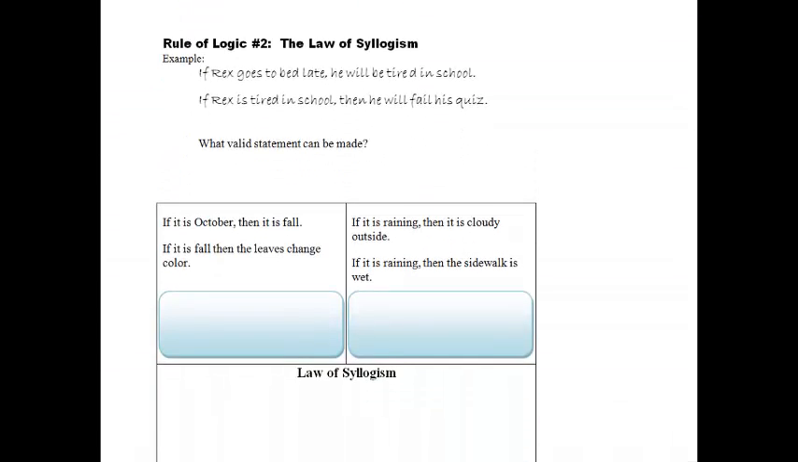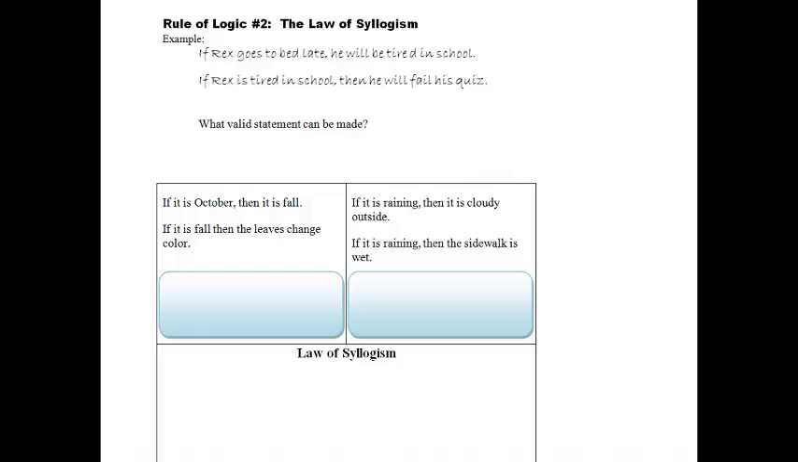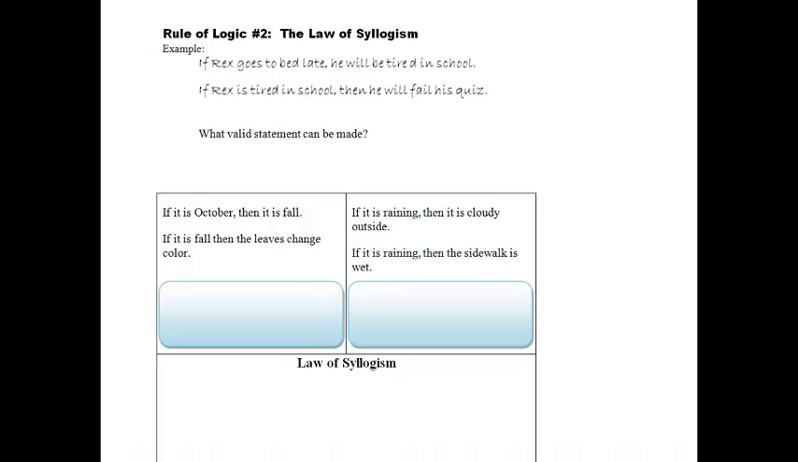The next law is called the law of syllogism, and sometimes this is called the chain rule. Might be easier to remember as the chain rule. The law of syllogism works this way. Let's read through this example. If Rex goes to bed late, he will be tired in school. If Rex is tired in school, then he will fail his quiz. So let's do some highlighting here. Our hypothesis of our first statement is Rex goes to bed late. And the conclusion is he will be tired in school.